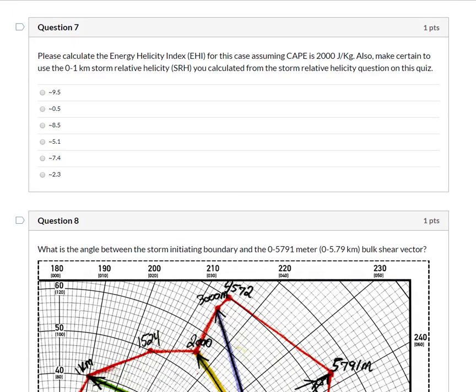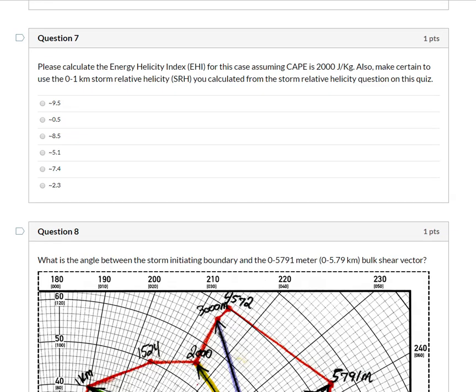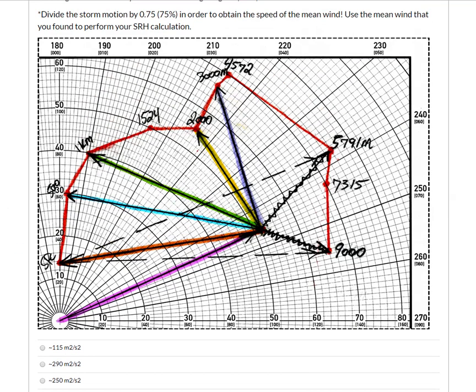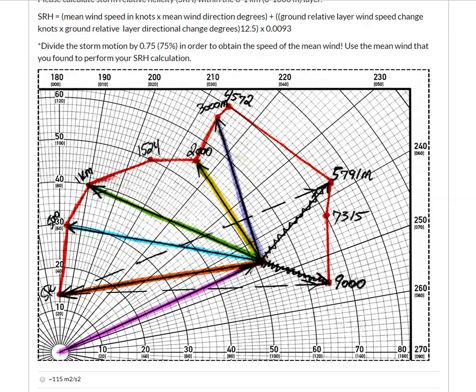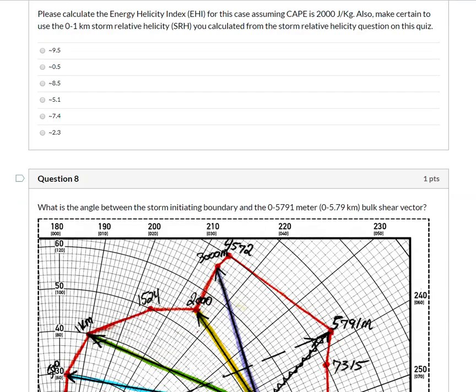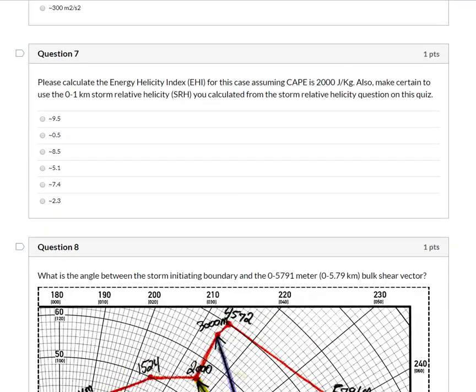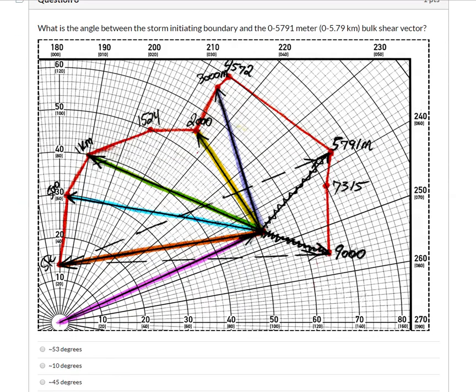Question 7. Please calculate the energy helicity index for this case, assuming that the CAPE is 2,000 joules per kilogram. Also make certain to use the storm relative helicity in the 0 through 1 kilometer layer that we found in this problem right here. Okay? So that's how to do this. Question 7. Now question 8.